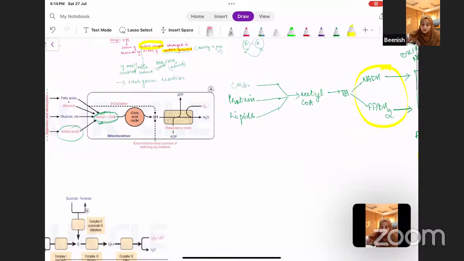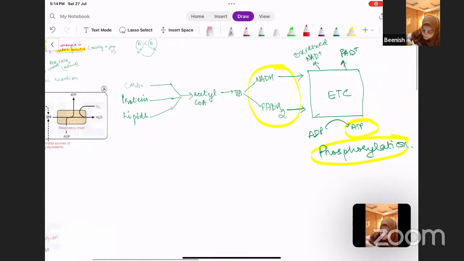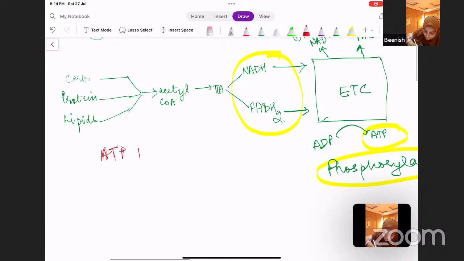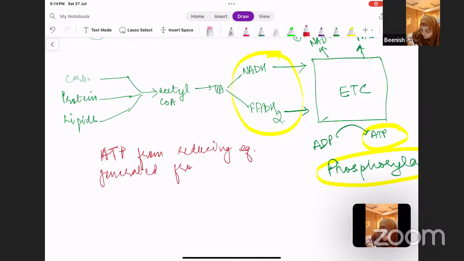Okay, so we're getting ATP from reducing equivalents which were generated from food. So you get ATP from reducing equivalents generated from food. Okay.